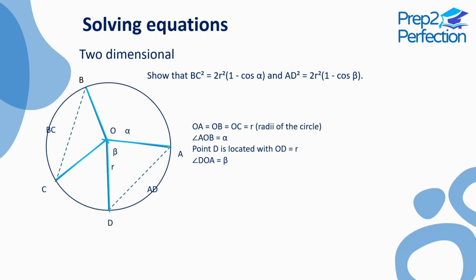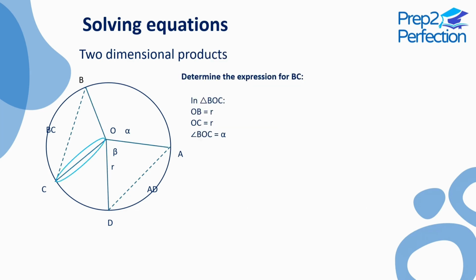Show that BC squared is equal to 2R squared open brackets 1 minus cos alpha close brackets and AD squared is equal to 2R squared open brackets 1 minus cos beta close brackets. To start, we're going to determine the expression for BC and we'll use the triangle BOC. OB is equal to R, OC is equal to R, and angle BOC is equal to alpha. We can use the law of cosine in the triangle BOC.